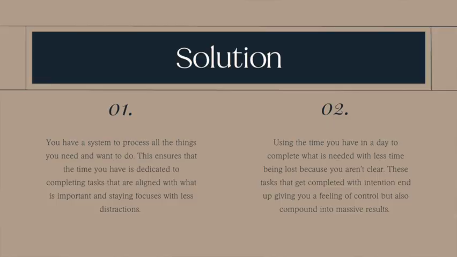So as we talked about, the problem before gave you 4 steps that you can start taking to have more time, or at least feel like you're in control of your time and be more productive. And by doing these things, you are going to have a system to process all the things that you need and want to do. And it ensures that the time you have is dedicated to completing tasks that are aligned with what is important and staying focused with less distractions. And the second thing that this solves is using the time you have in a day to complete what is needed with less time being lost because you aren't clear. Now you will be clear.